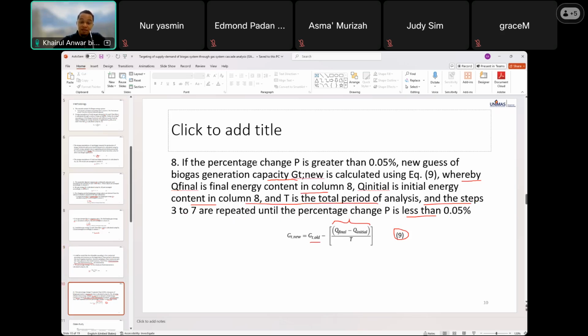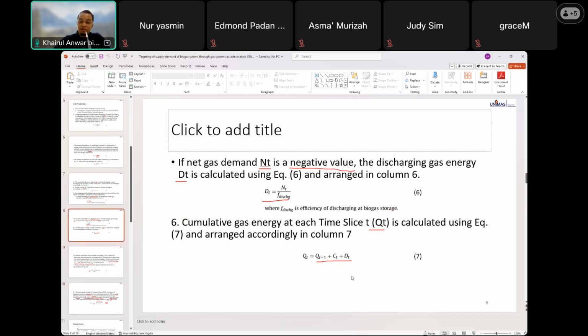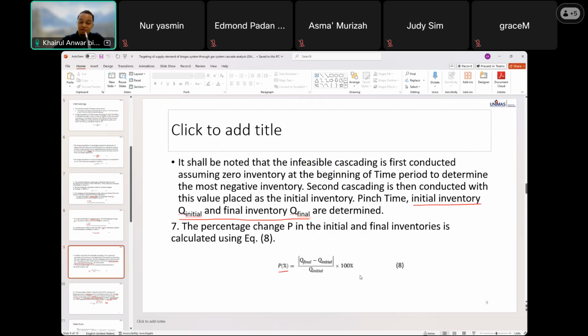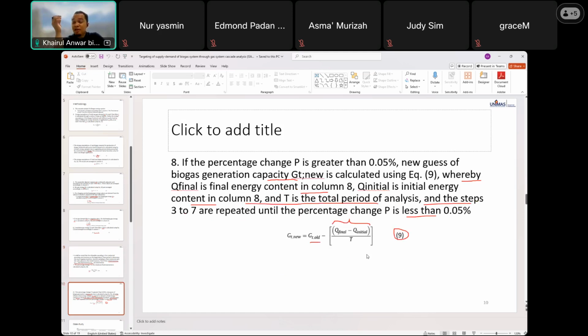So if the percentage P is greater than 0.05%, new gas biogeneration capacity GT new is calculated using equation 9. So if this value is more than 0.05%, it means you need to identify or determine a new biogeneration capacity, GT new.